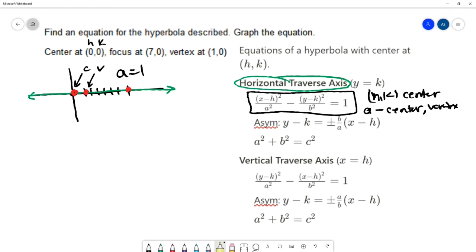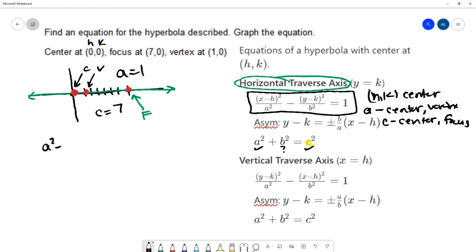But I do have enough information to figure out c. c is the distance between the center and the focus. So I've got my focus right here, and the distance between that center and the focus is 7 units. So I know that c is equal to 7. So because I know c and I know a, I can solve for that missing value of b that I don't have. So let's solve that equation.